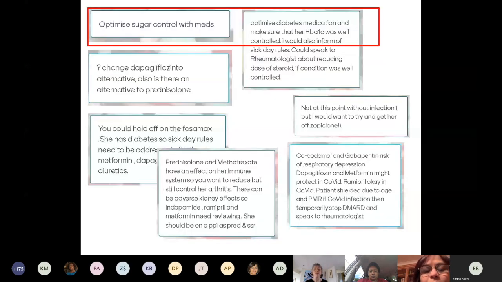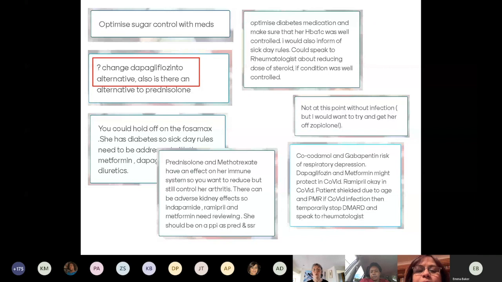The second thing that people said was that they would optimize the diabetes. And I actually thought that was a very good answer. Although we have no evidence that optimizing long-term conditions improves outcomes from COVID, certainly having a long-term condition increases your risk, and having uncontrolled diabetes increases your risk of infection. So I thought that was a really good idea. Nobody, I was slightly surprised, pointed out that this diabetic lady wasn't on a statin, but I guess that might be something to think about.